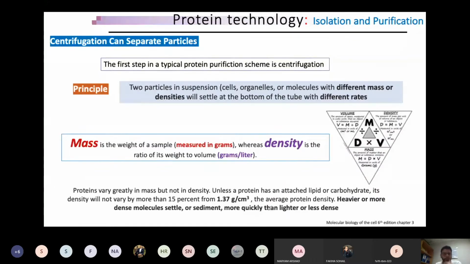So one of the techniques to isolate proteins is centrifugation. Centrifugation can separate particles on the basis of their size and molecular mass. Of course, all of you know what centrifugation is. The principle is very simple. Normally it is always the first step in a typical protein purification scheme. So you start from anywhere, you will go for centrifugation first.